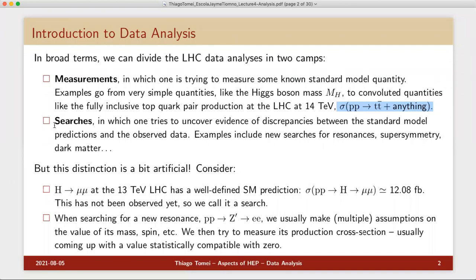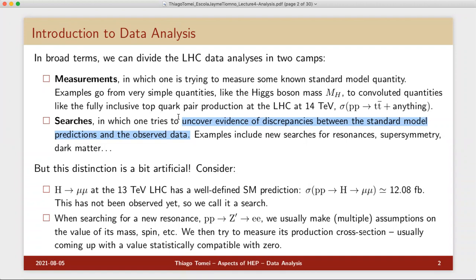Then there are searches. And searches are kinds of analysis in which one tries to uncover the evidence of the discrepancies in between the standard model predictions and observed data. So what does this mean? This means that you're searching for new physics, physics beyond the standard model. And can be anything: searches for new resonance, for new particles, searches for supersymmetry, searches for dark matter, searches for anything that's not in the standard model, which obviously is something which is much larger than the standard model itself.